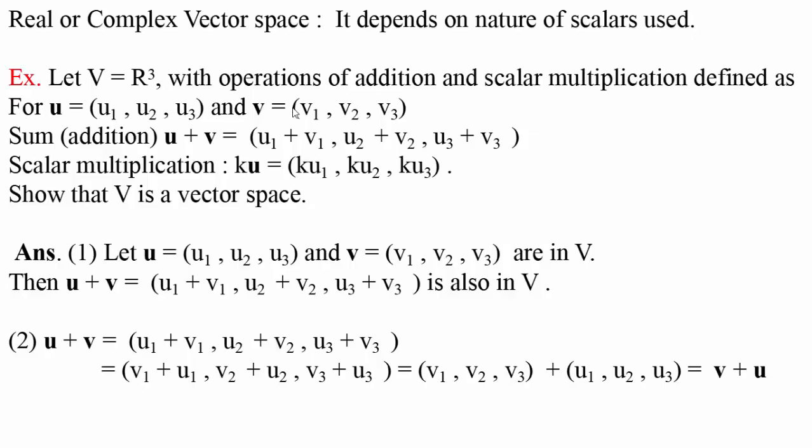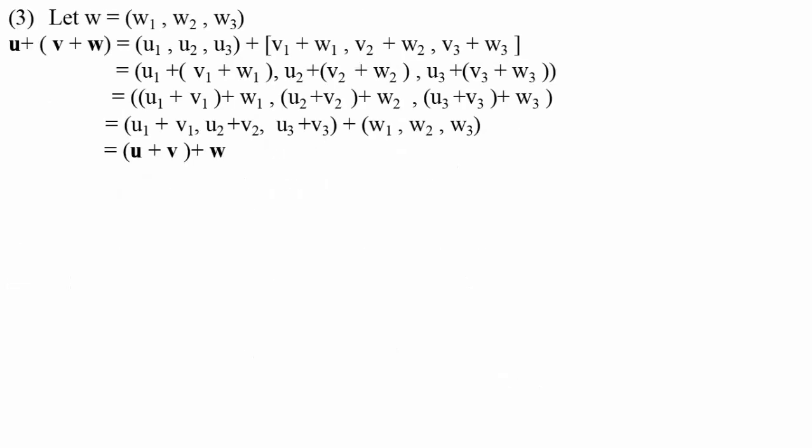And hence, u plus v becomes now (v1 plus u1, v2 plus u2, v3 plus u3). And by definition of the sum, this is a sum of two vectors in which the first vector is (v1, v2, v3) plus the second vector (u1, u2, u3), and that is nothing but v plus u. Thus, u plus v equal to v plus u. Therefore, in V equal to R cube, addition is commutative. Second axiom is satisfied.